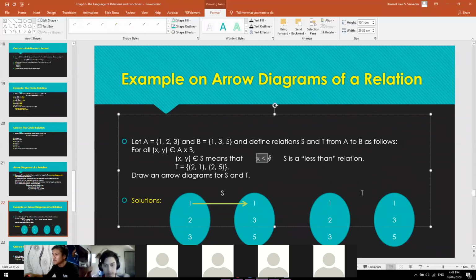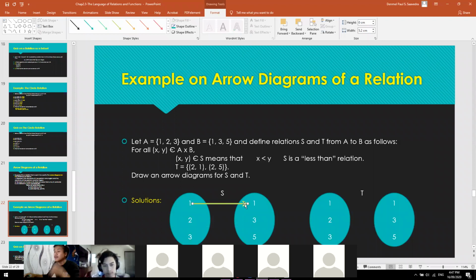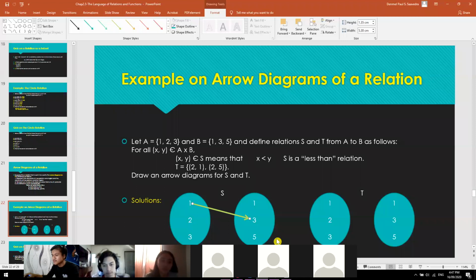Okay, that's good. So, ito yung pinakamahalaga lagi sa relation. Lagi yung tatandaan pag relation, hanapin niyo yung condition. Meron lagi tayong condition bago natin masabing they are in relation. How about this one? Yes, sir. 1 is less than 3. Okay? So, how about this one? Yes, sir. 1 is also less than 5.